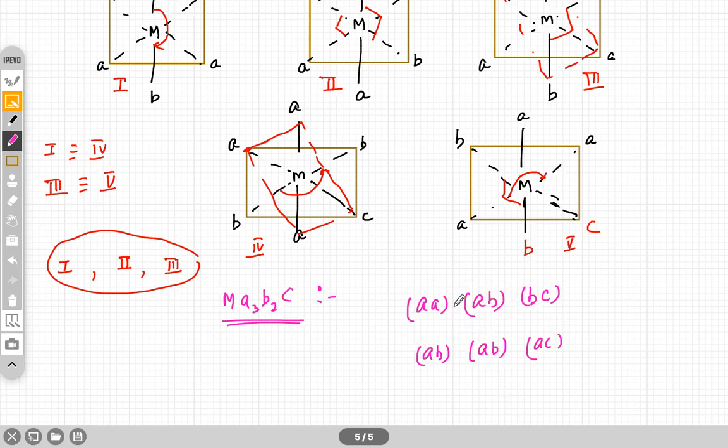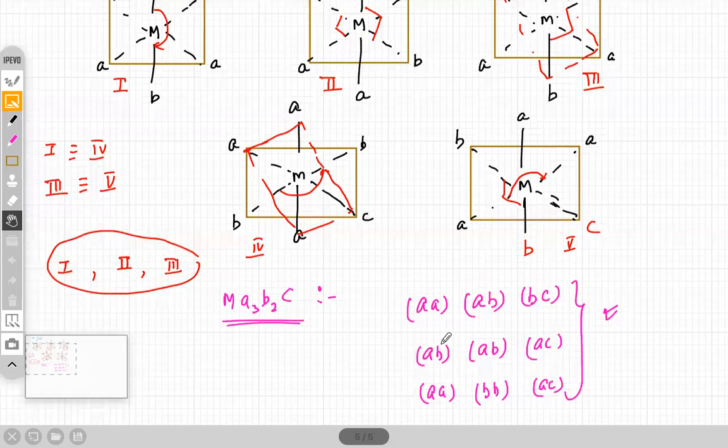Another one: BB we did not write together here, so we write AA together, then here we write BB together, and then AC together. So these are the three different possibilities you can write. Any other possibility you can try, you won't get. If you want to draw the structure after this, you see how we draw the structure.